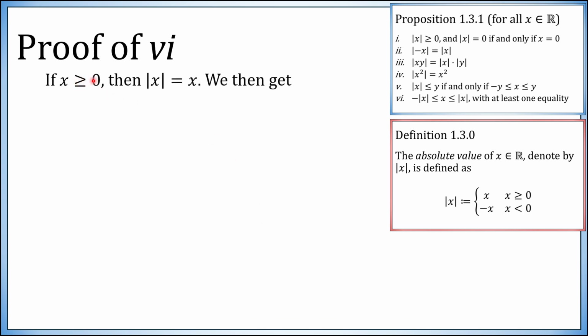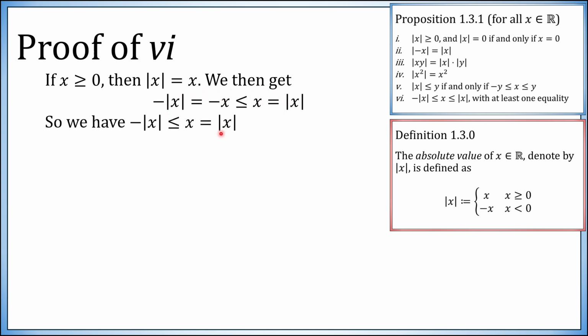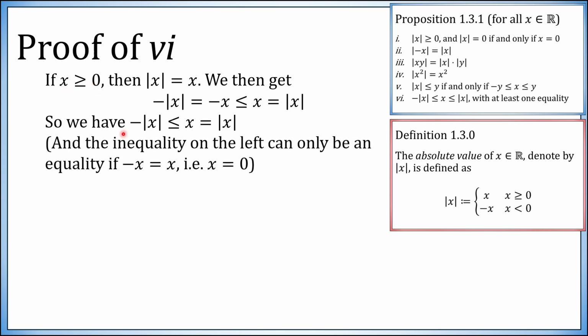First, if x is bigger than or equal to 0, then the absolute value of x is simply equal to x, meaning you get this inequality right here, and you actually get equality on the right. And since this is bigger than or equal to 0, as is x, multiplication by minus 1 flips the inequalities as desired. So you end up with what you wanted. Negative absolute value x less than or equal to 0, less than or equal to x, which is equal to the absolute value of x. That was under the assumption that x is bigger than or equal to 0.